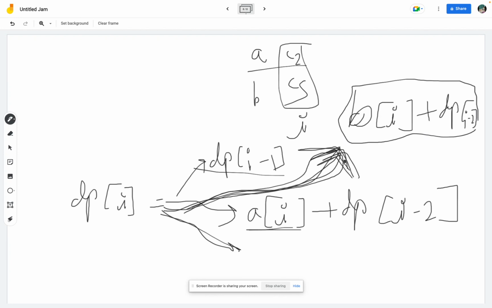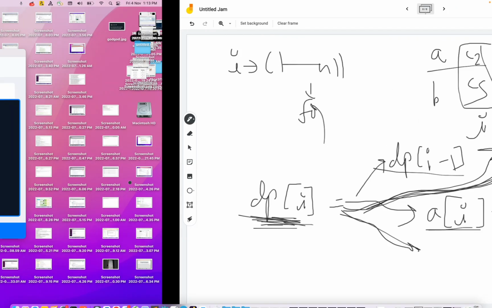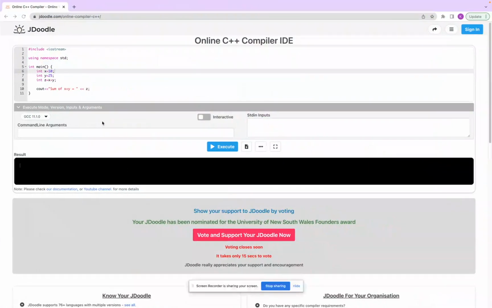So basically I will run a for loop and keep calculating dp of 1, 2, 3, 4, 5, 6 till the last, because I will be going from 1 to n in the for loop. So I will be using this recurrence formula and calculating my answer. Okay guys, so let's go to the coding stage.